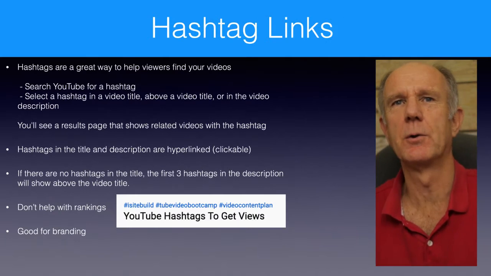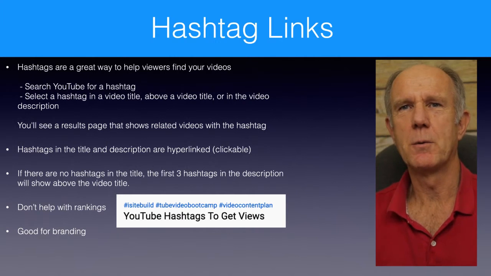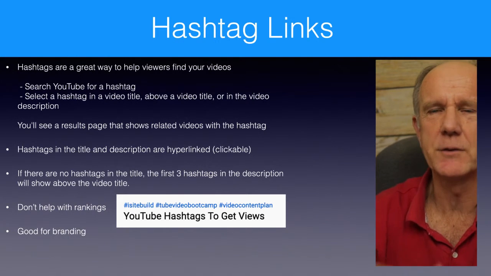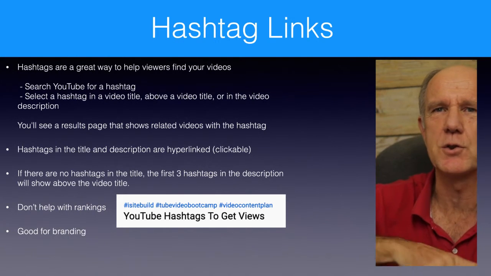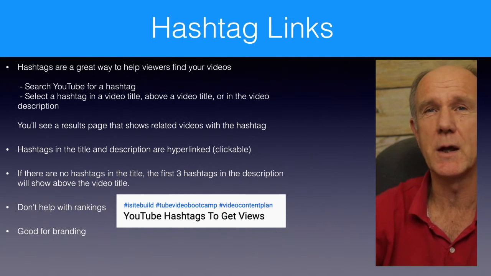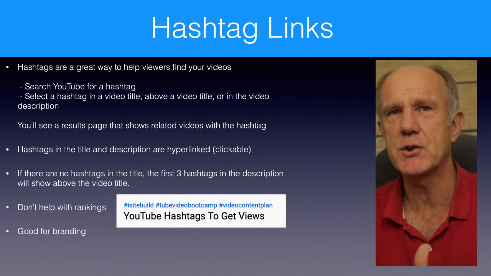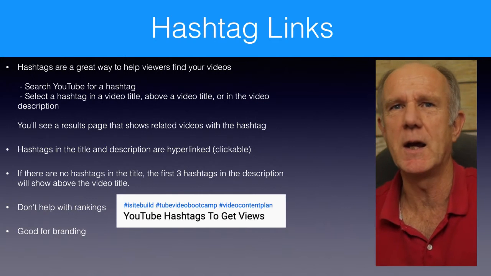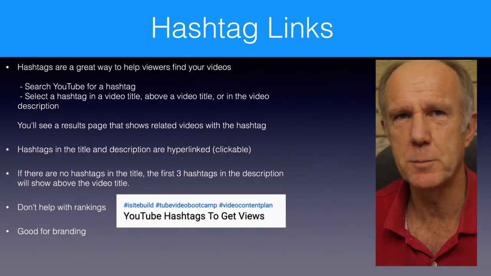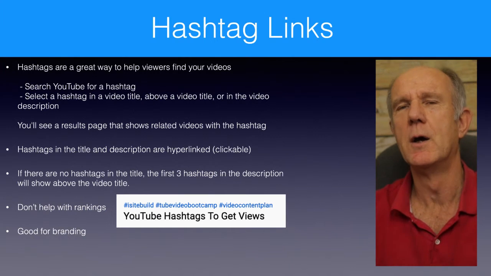Hashtag links. So hashtags are a great way to help viewers find your videos. When somebody puts a hashtag below their video and you click on that, it takes you to a page on YouTube that shows all the videos, or all the channels, that people are using that hashtag in. So you could search YouTube for that hashtag. You could select a hashtag and put it in the video title, or you can put it in the video description. And then you get this results page that shows all the related videos with that hashtag.